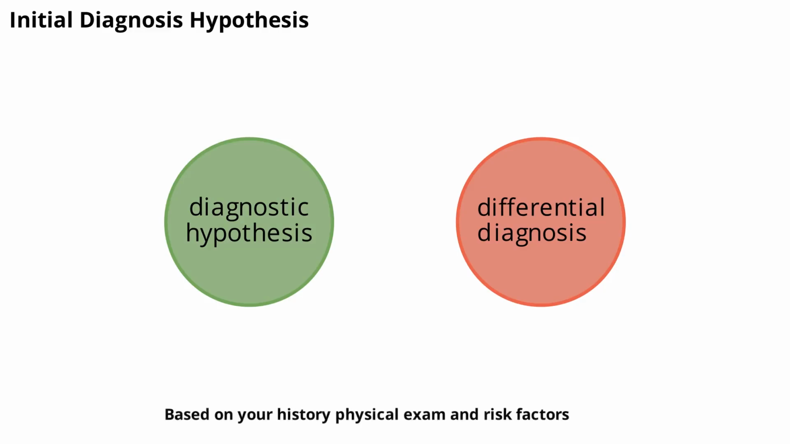Based on your history, physical exam, and risk factors, the doctor forms an initial hypothesis about whether a peptic ulcer is likely. If your symptoms and risk profile fit, they'll proceed with targeted testing. If not, they may consider other causes of your discomfort, such as gastritis, gallstones, or even heart conditions, and adjust the diagnostic plan accordingly.